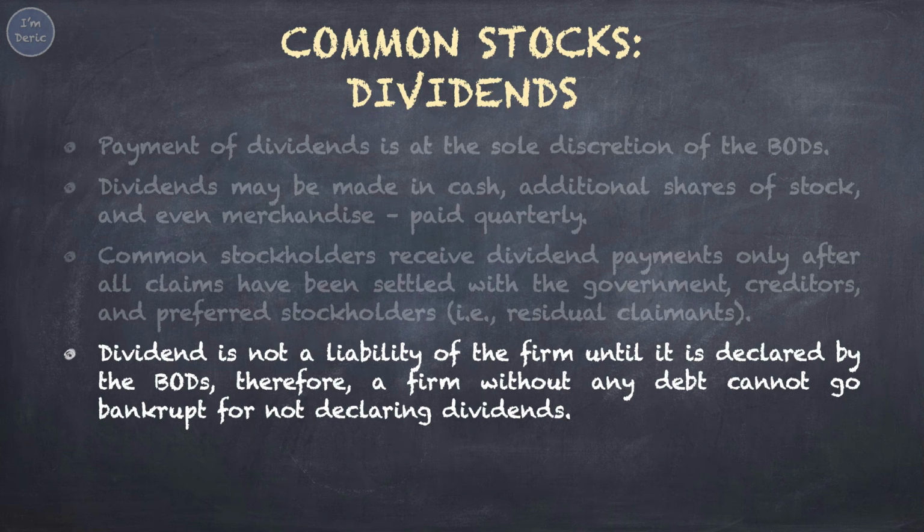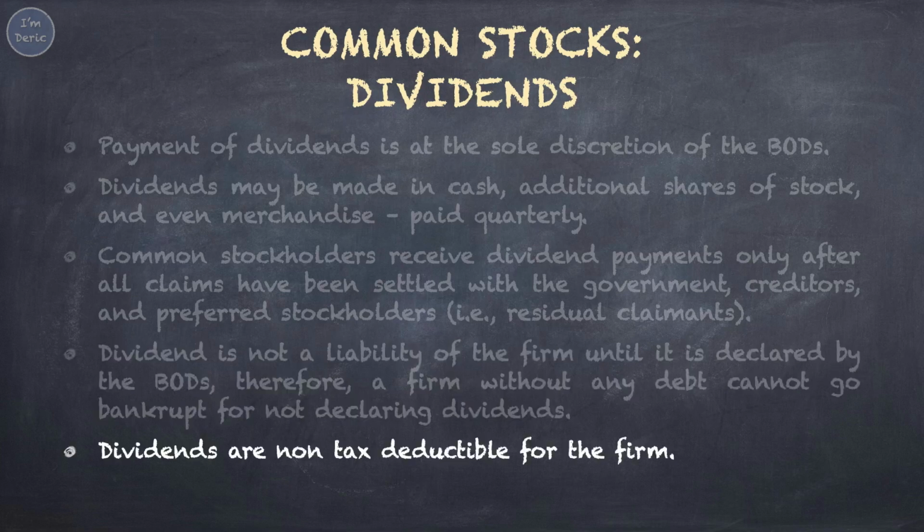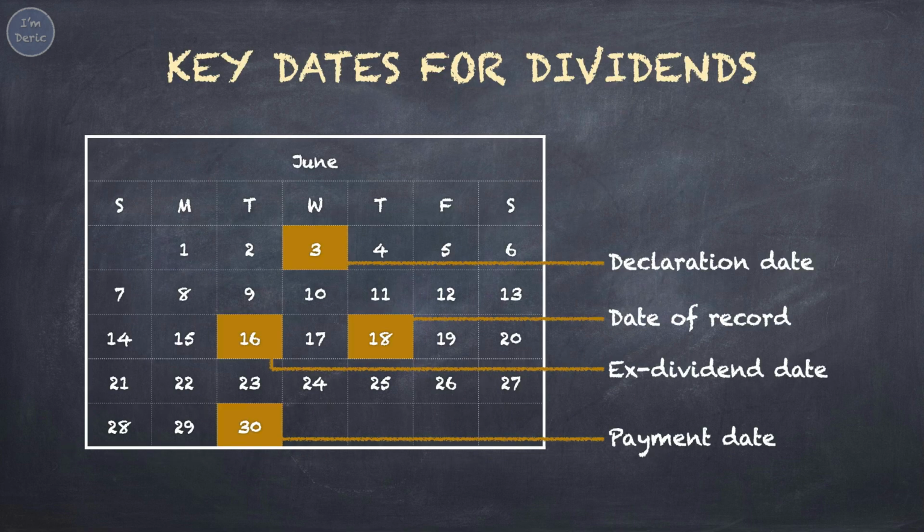Dividend is not a liability of the firm until it is declared by the BODs. Therefore, a firm without any debt cannot go bankrupt for not declaring dividends. Dividends are non-tax deductible for the firm, as they are not a part of the expenses. They are taxed similarly as an ordinary income for individuals. There are 4 key dates for dividends: declaration date, date of record, ex-dividend date, and payment date. Common stockholders are required to observe these dates for dividend entitlements.